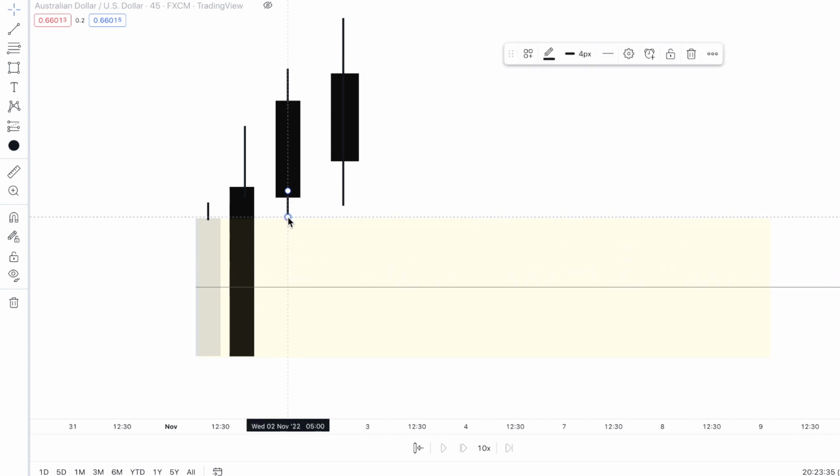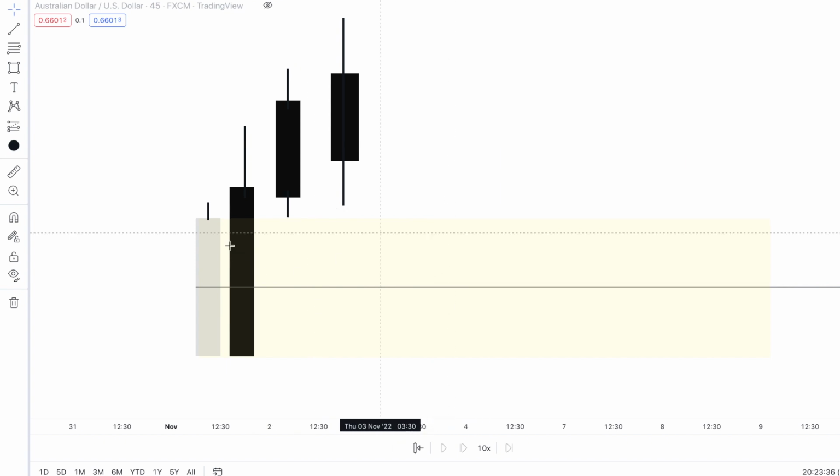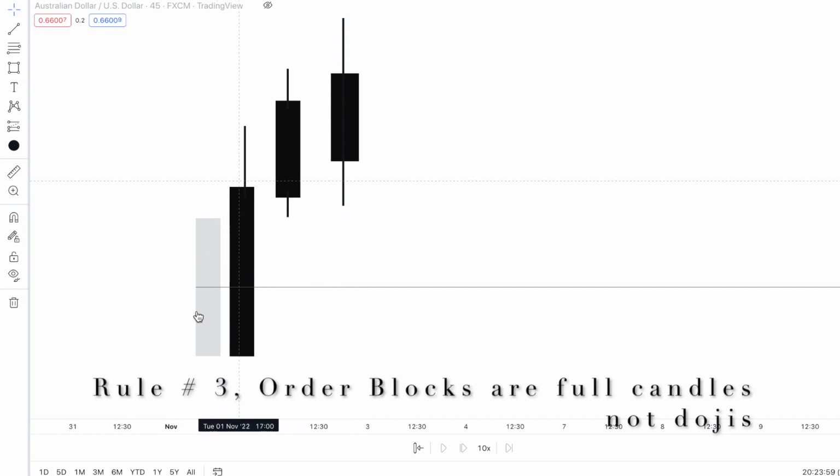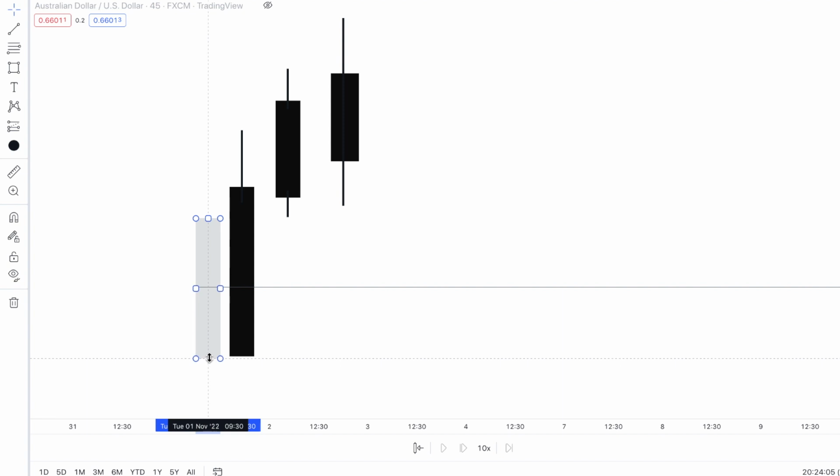Okay, so rule number 2 is that you want unhealthy price action, aka no wicks into your order block zone. And the third rule, which relates to the rule we just set, is that there should not be much wick on your order block, and an order block is not a doji. It is not a doji. This is not an order block, okay?